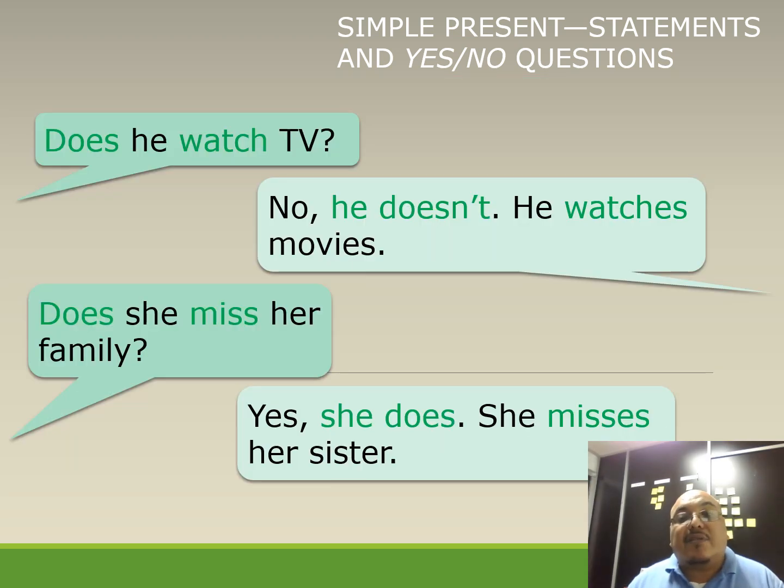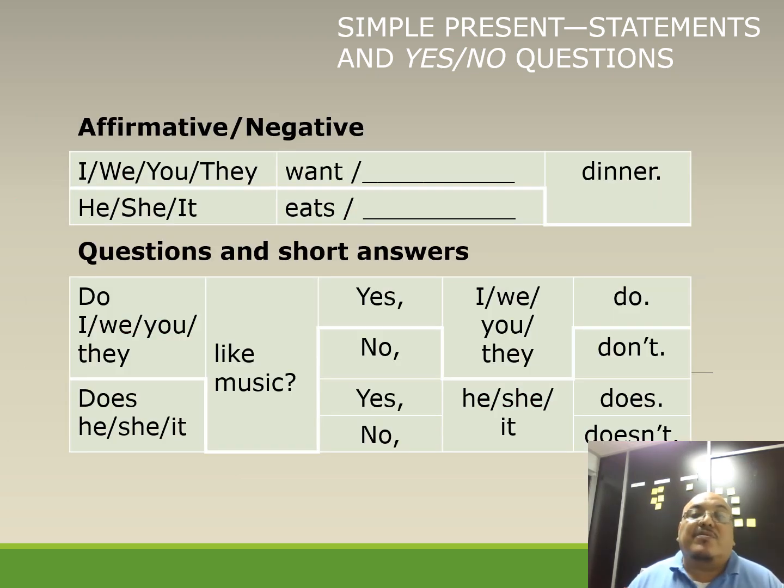Now here, take a look at the question. Does he watch TV? The answer here is no, he doesn't. He watches movies. The second question here is, does she miss her family? And the answer here is the positive way. Yes, she does. She misses her sister. Let's take a look at another example.